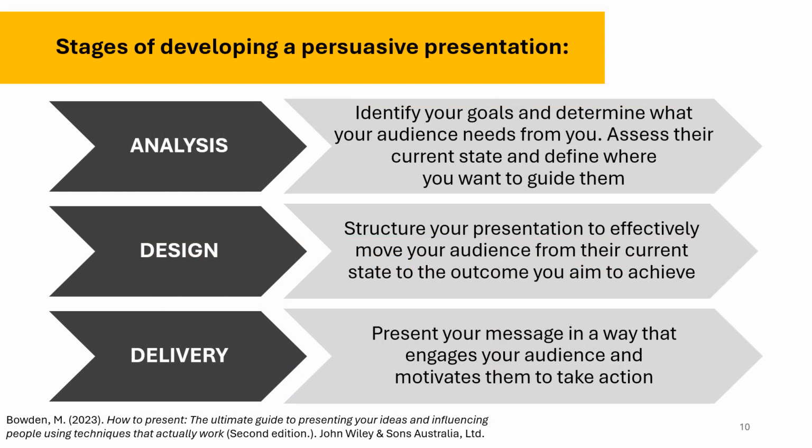Developing a persuasive presentation can be broken down into 3 stages. The first is analysis, and this is where we take stock. We assess what we want to communicate, we assess why we want to communicate that, and then we also figure out who our audience is. The second is design. So this is where we structure how we are going to communicate this message. Delivery is where we present the message in a way that is engaging and makes an impact on our audience.